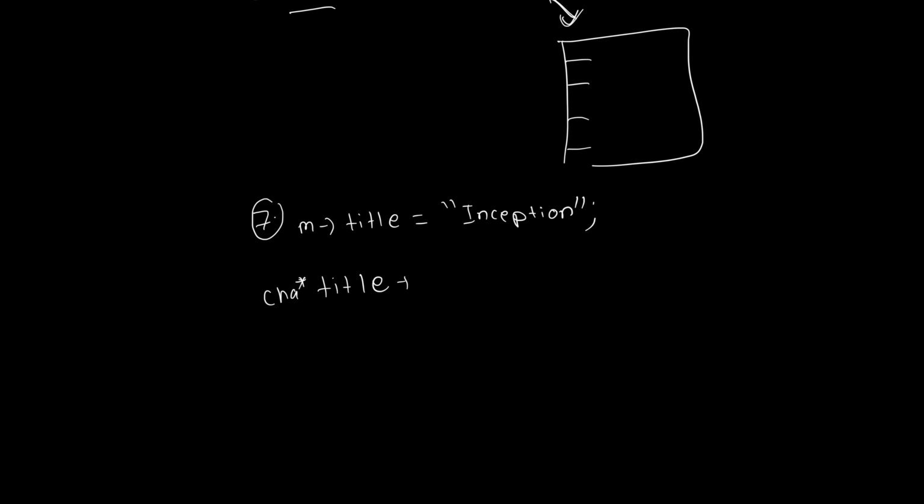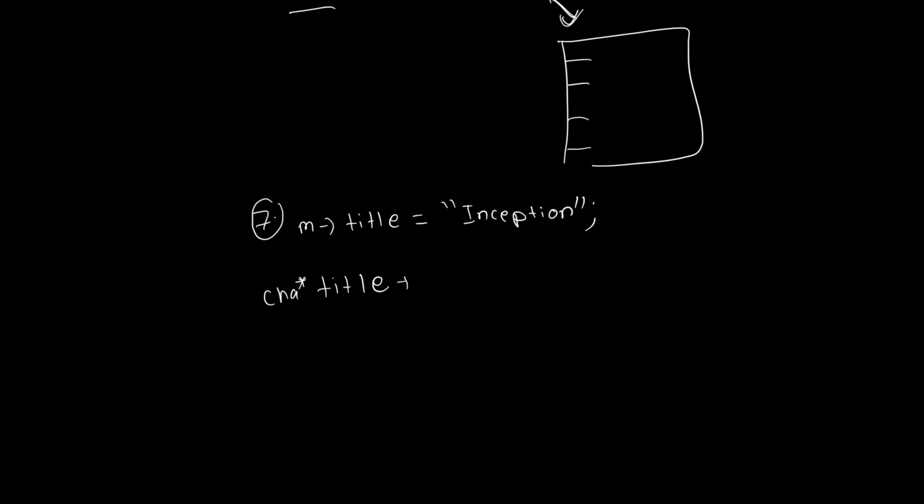We have created this box, that's fine. But in line number seven, with the power of dereferencing, what we're doing is we're saying m arrow title is equals to inception, right? This is a problem. We can't do that. The reason why we can't do that is, as you can see, the first member is character pointer title. Since it's a pointer, that means I need to create the memory first, right?